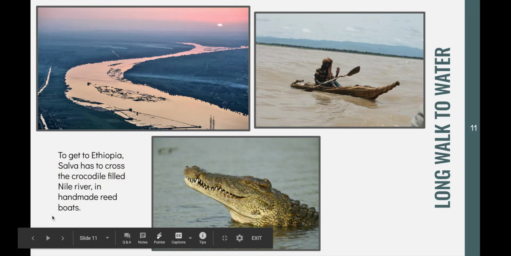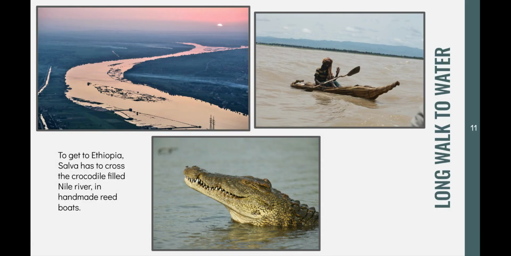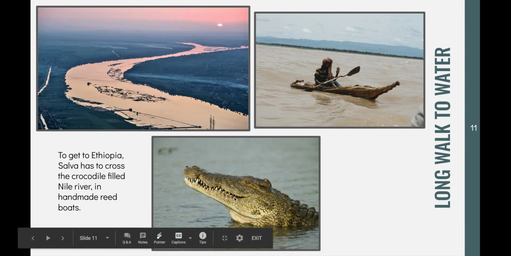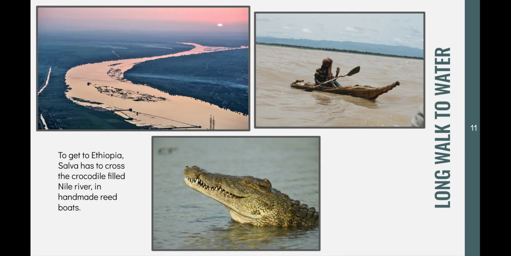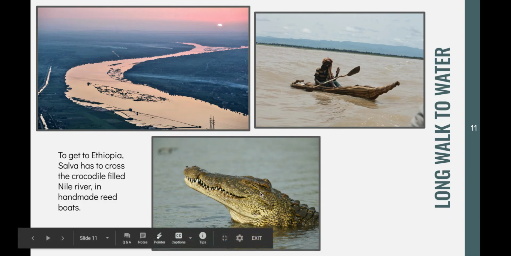So, looking a little bit more at Salva, to get to Ethiopia, he has to cross the crocodile filled Nile River in handmade reed boats. So, I found a picture of what these reed boats might look like. In the book, they have two people per boat, and the Nile is so wide that it takes them 2 days to cross it, and there are crocodiles in them. When I was looking up pictures of crocodiles, it says that Nile crocodiles are some of the biggest crocodiles in the world. So I don't know about you, but I would not want to be in a huge river like that in this tiny boat with these things coming after me.